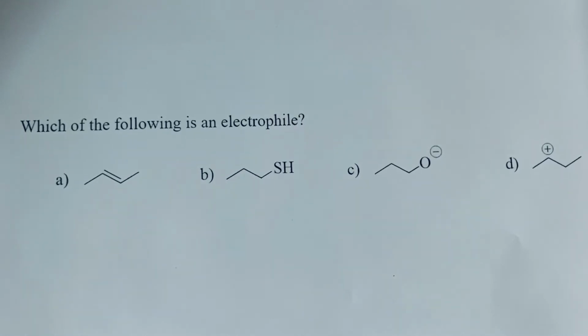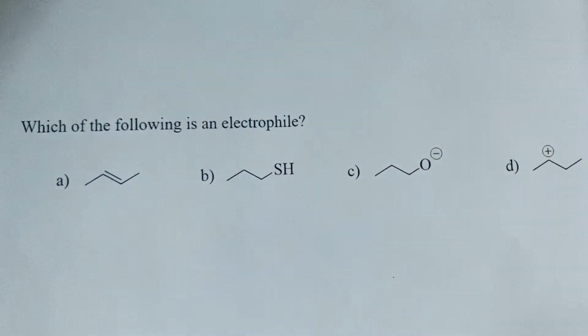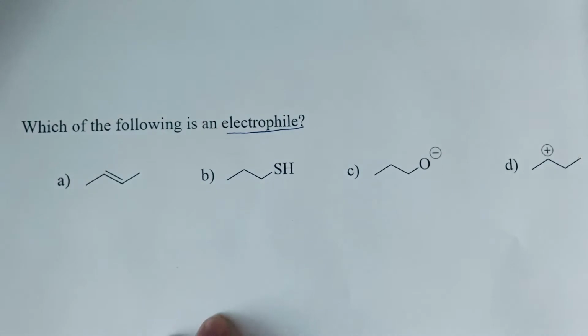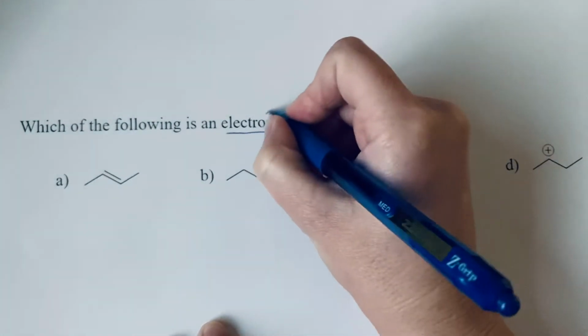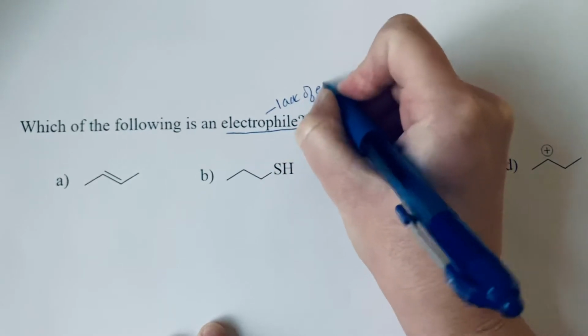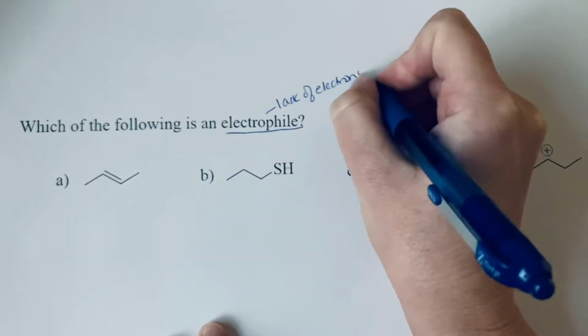Which of the following is an electrophile? So to answer this problem, we need to recall what an electrophile is. Electrophile literally means electron loving. So this is something that has a lack of electrons, and that is why it wants to gain some more.